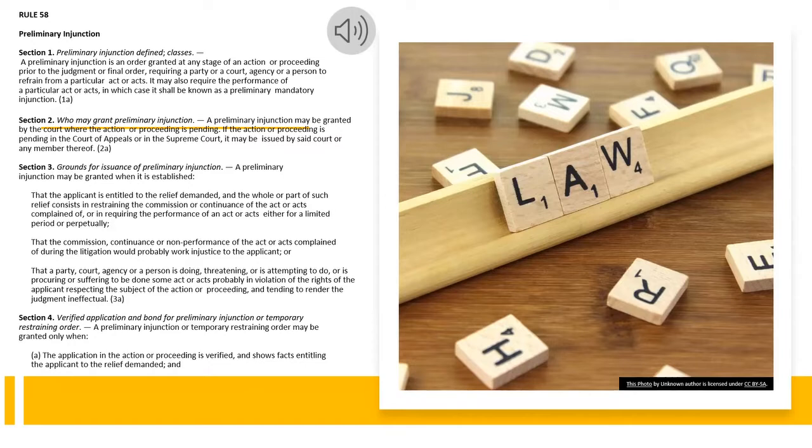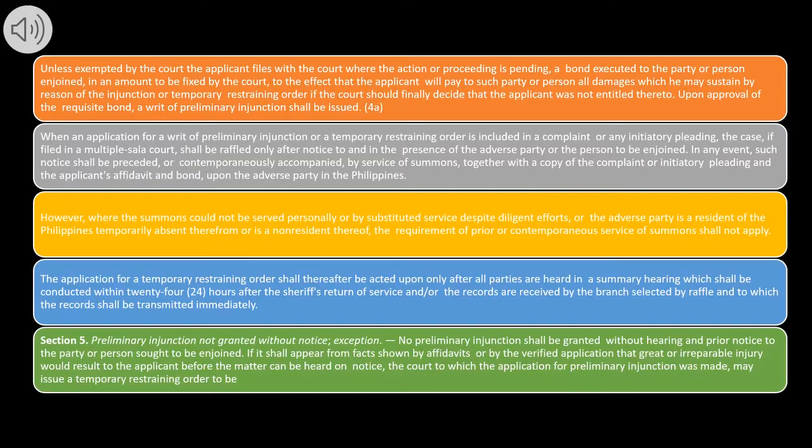3a. Section 4. Verified application and bond for preliminary injunction or temporary restraining order. A preliminary injunction or temporary restraining order may be granted only when a. The application in the action or proceeding is verified, and shows facts entitling the applicant to the relief demanded, and unless exempted by the court the applicant files with the court where the action or proceeding is pending, a bond executed to the party or person enjoined, in an amount to be fixed by the court, to the effect that the applicant will pay to such party or person all damages which he may sustain by reason of the injunction or temporary restraining order if the court should finally decide that the applicant was not entitled thereto.